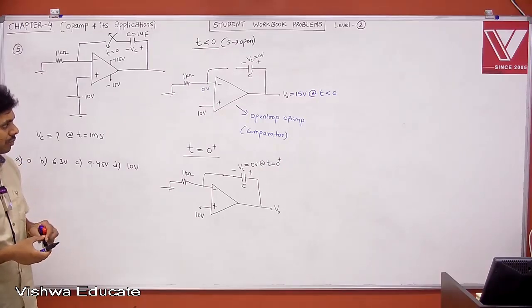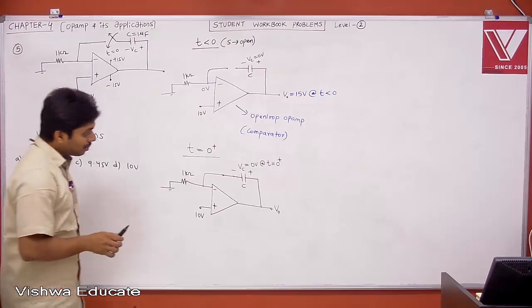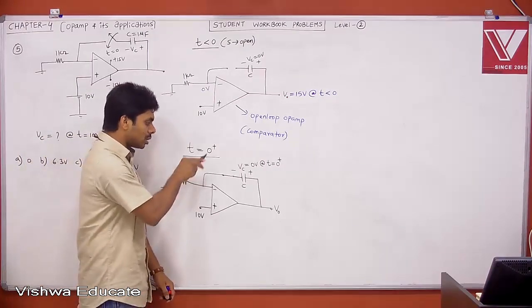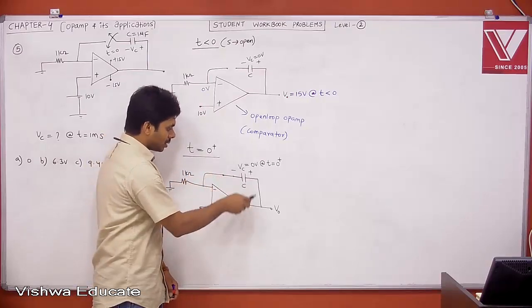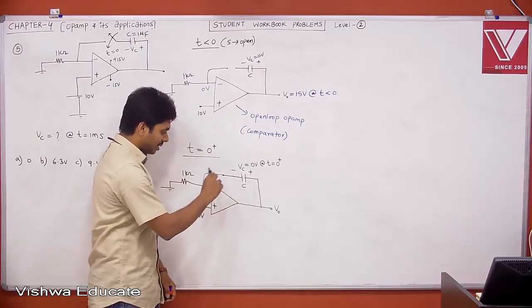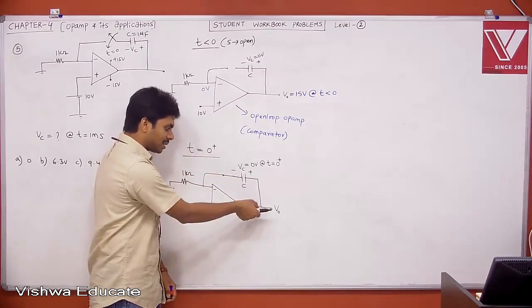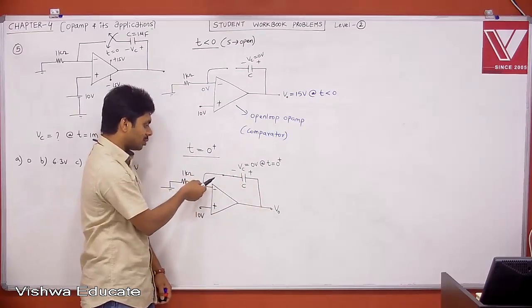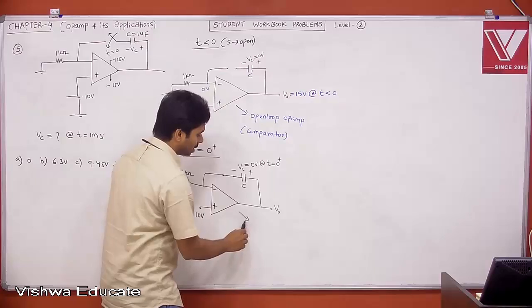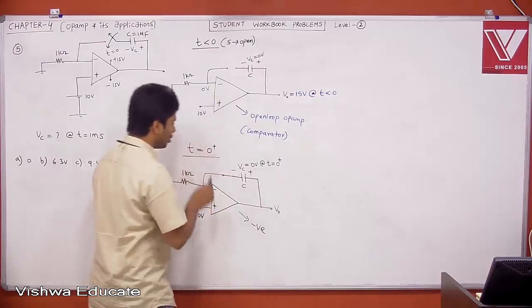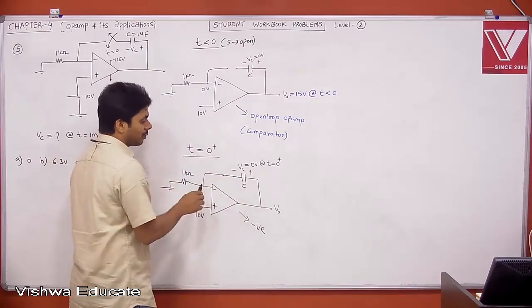Negative feedback, positive feedback, or open loop? Remember, the moment you close the switch, and what is this? This is 0. What does it mean? This is 0. It means there is a sampling from V0 to the negative point. Therefore, it is negative feedback. Therefore, now the op amp is in negative feedback. The moment you close the switch, immediately there is a negative feedback.